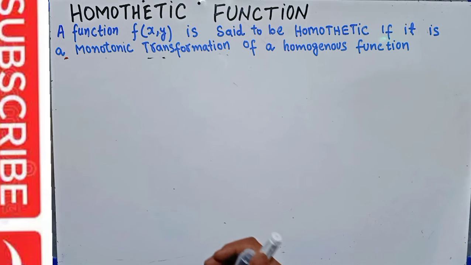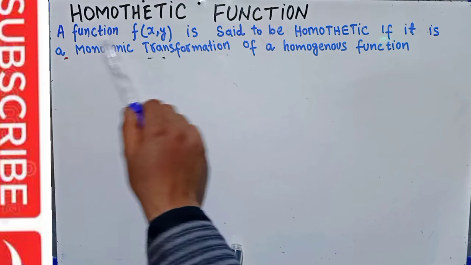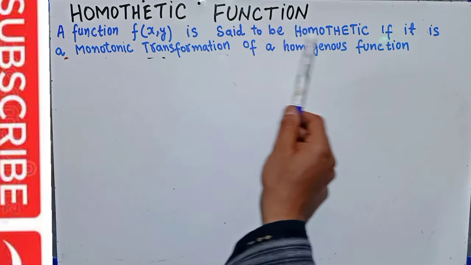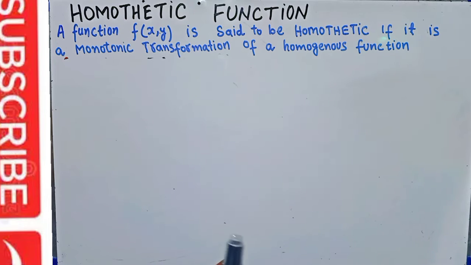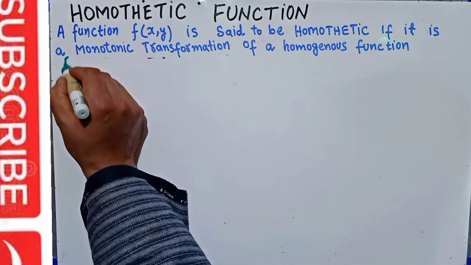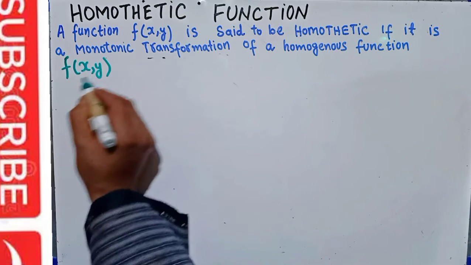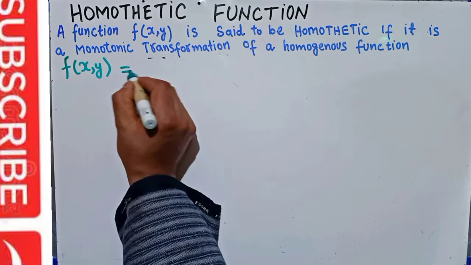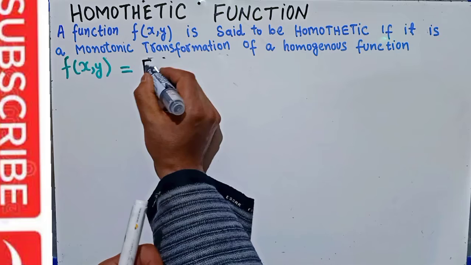In this video, we will learn about the homothetic functions. The definition is: a function f of x, y is said to be homothetic if it is a monotonic transformation of a homogeneous function. By this, what do we mean? I am saying this function f of x, y is homothetic if we can write it as a monotonic transformation.